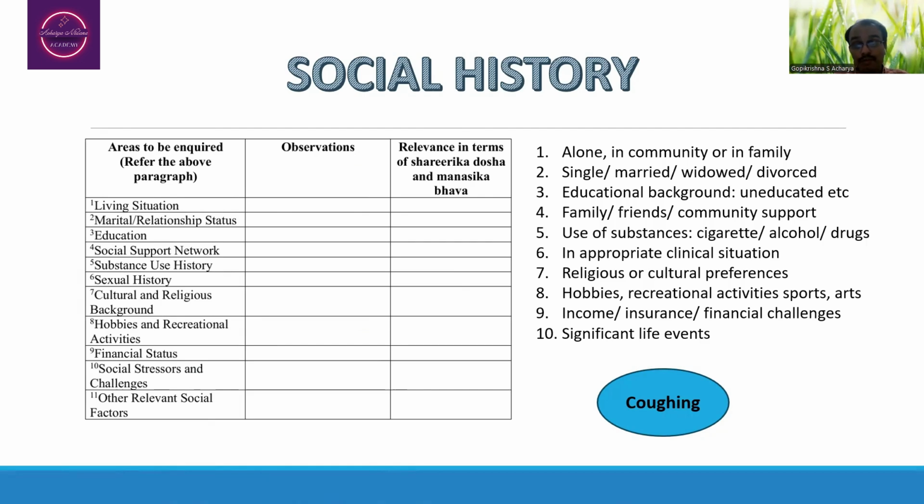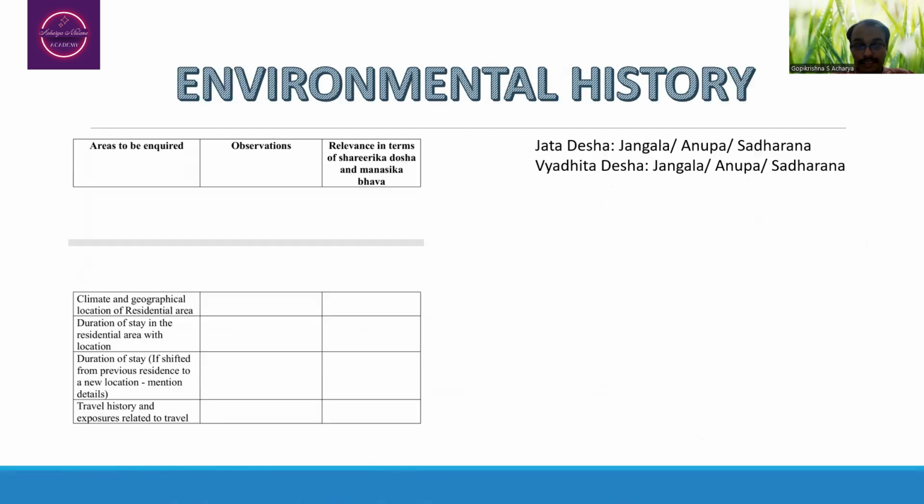Regarding the educational background, in case of coughing, for example, if the person is continuously drinking curds, thereby the coughing may be possible. As per Ayurveda fundamentals, it is mentioned that curds intake in excess may lead to kapha dosha vitiation. So the social history will be helpful in documenting the case history.